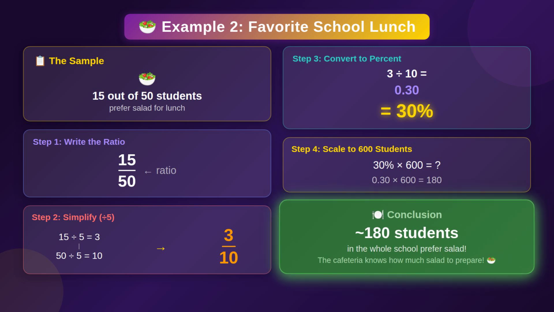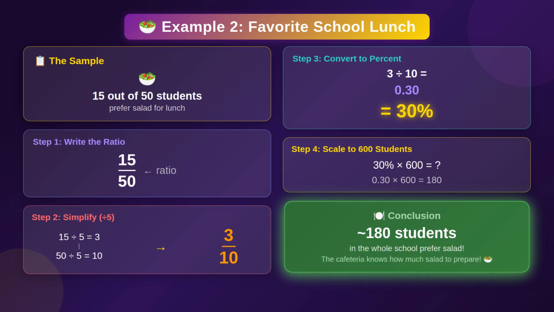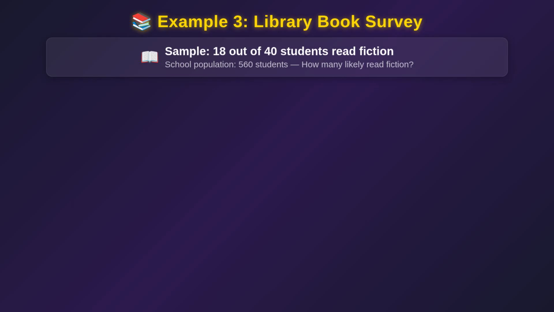So about 180 students in the whole school prefer salad. The cafeteria now knows how much salad to prepare. Ready for the next level?